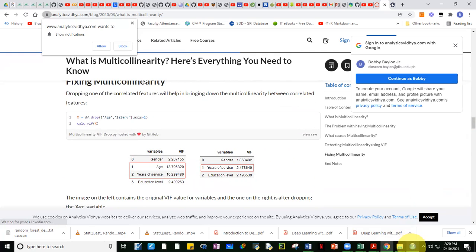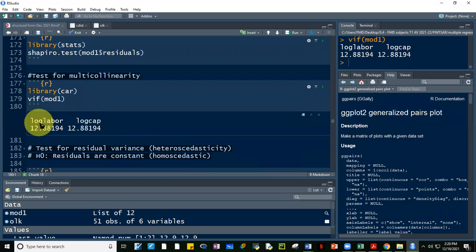Okay, let's go back to our model. Ito. So, log labor and log cap, 12 sila, no? In fact, pareho lang sila kasi yun ang VIF, silang dalawa lang naman yan, no? Okay, that means, guys, we have a problem with multicollinearity. We'll address that in a while.